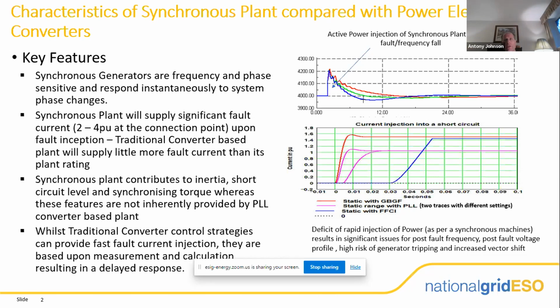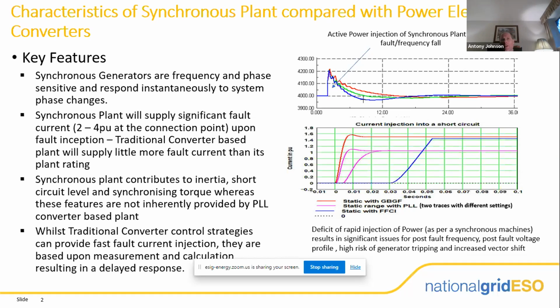And how do we overcome that dilemma? The first thing we need to look at is what's actually going on under a fault condition, and what a synchronous plant is giving us that an asynchronous plant or a grid following converter wouldn't be, and then ask how we address that gap. So the first thing is to understand what synchronous generators are doing, what grid following converters are doing, and how we plug that gap.